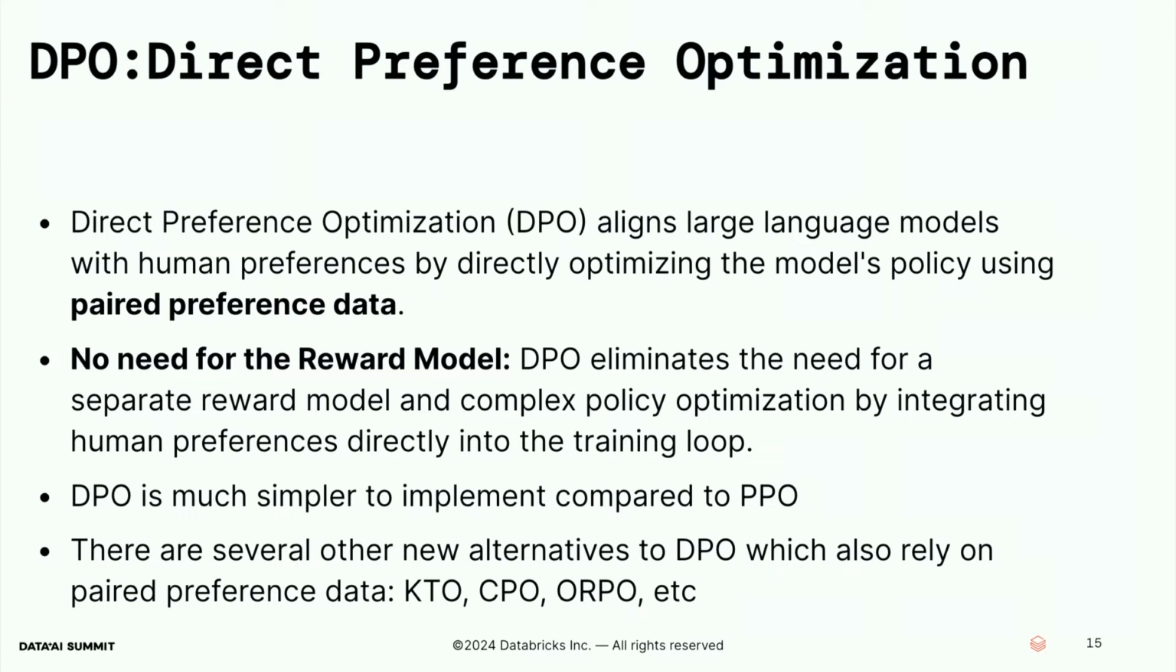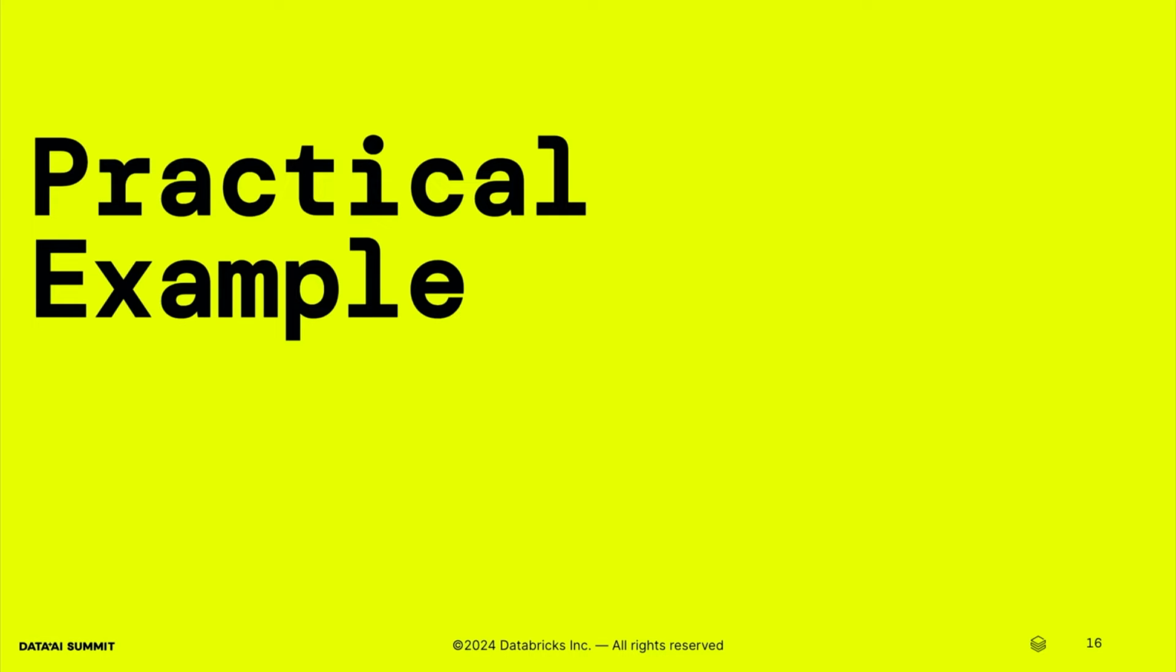There are multiple issues with it as well. One of them is that we still need a reference model. And there are a number of other algorithms which have arrived later, which fix a lot of issues that DPO has. And it's very easy to switch from DPO to those modern alternatives.